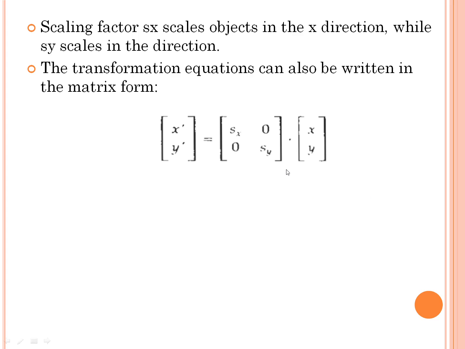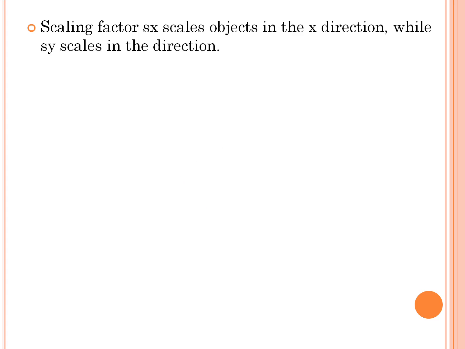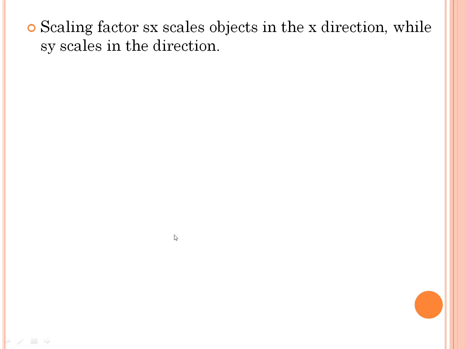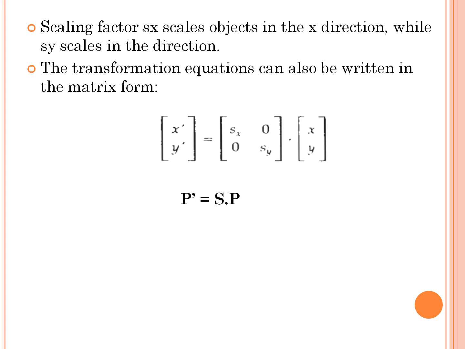Now suppose we have the original position vector p as x, y and the scaling matrix with sx, 0, 0, sy. Then we get p dash as x dash, y dash. This is what we did in the previous equation: we are just multiplying the scaling factor with the original position, so the matrix equation also multiplies the original position with the scaling factor.